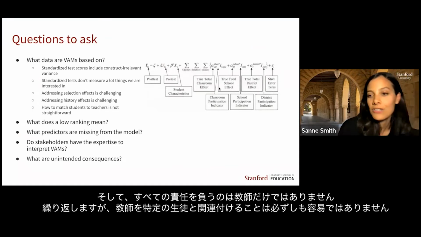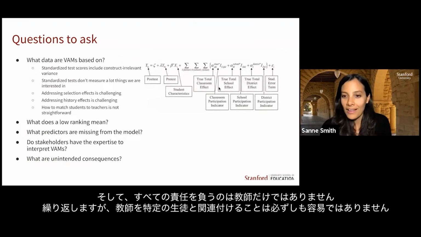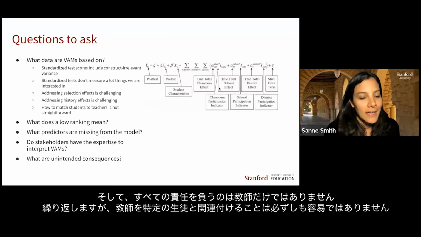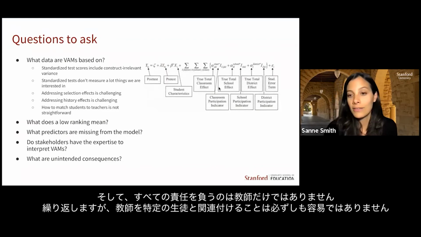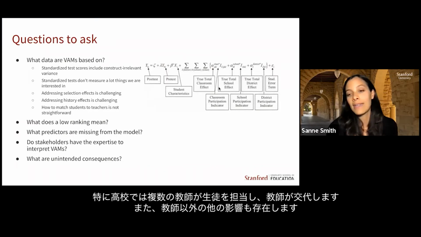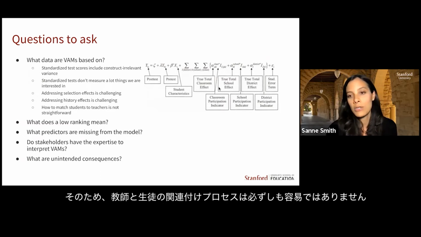And it's not just the teacher that is responsible for everything. And then again, it's also not always straightforward to match a teacher to a particular child. Children have, especially in high school, multiple teachers. There is turnover. There are other influences than the teacher. So the matching process is not always easy.